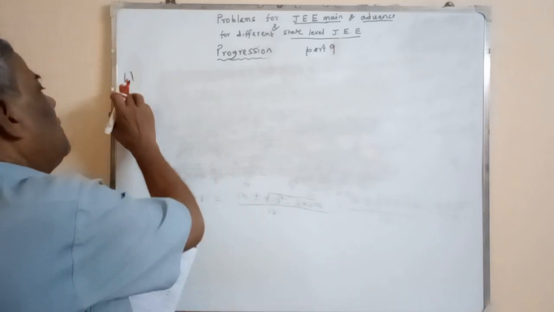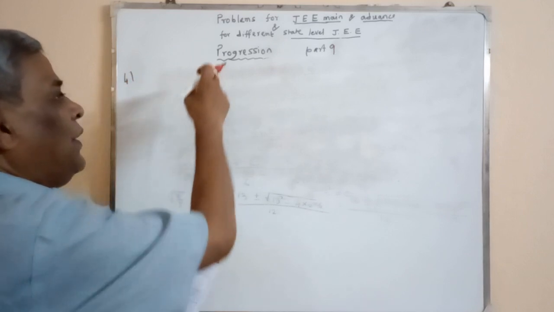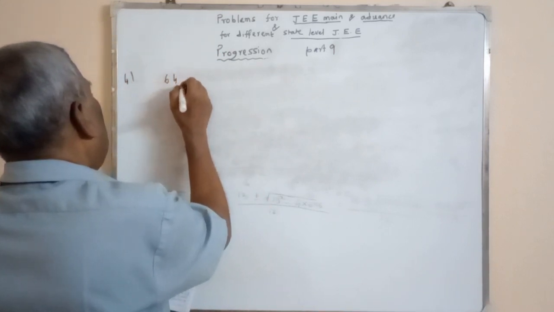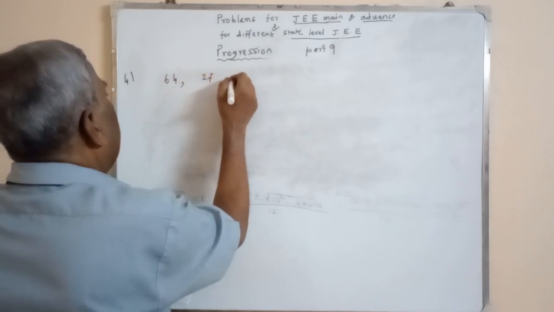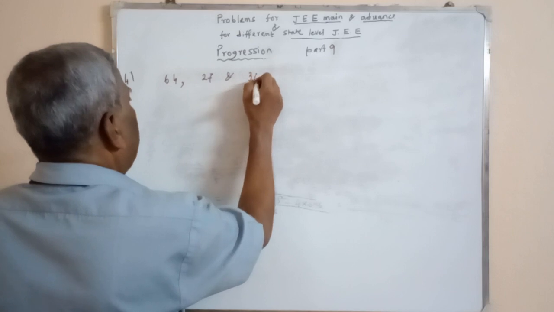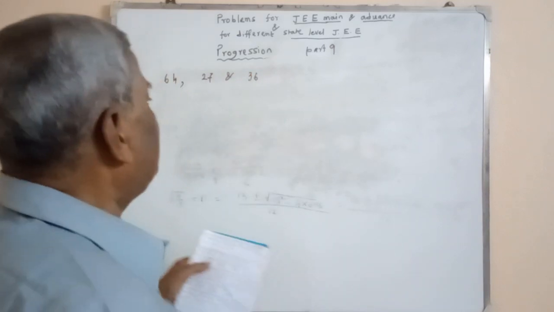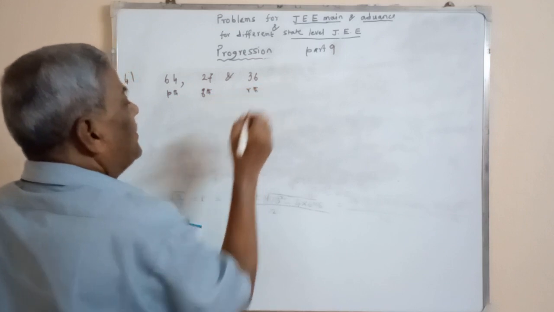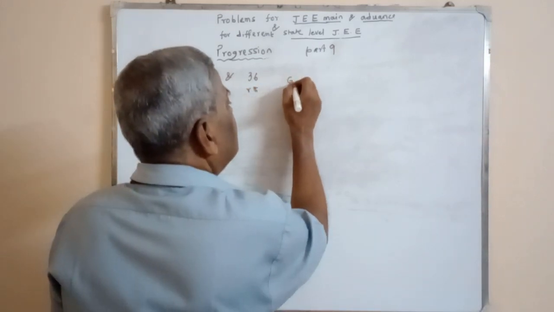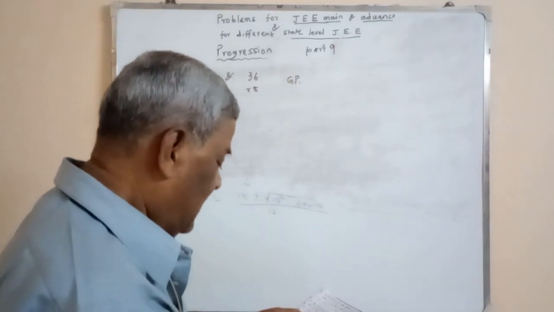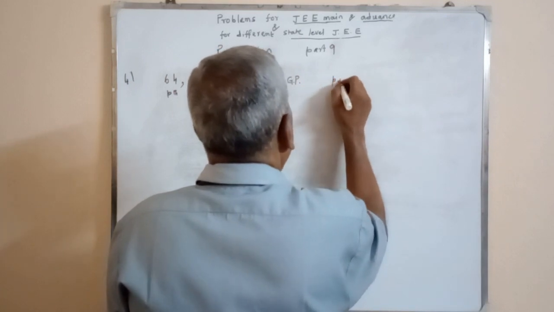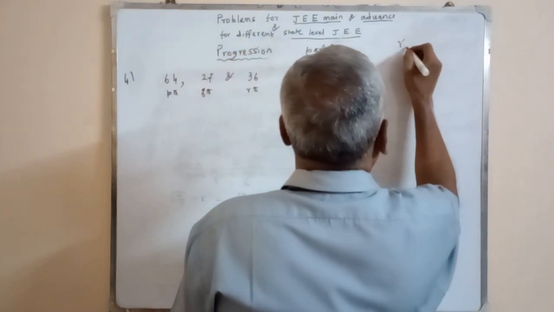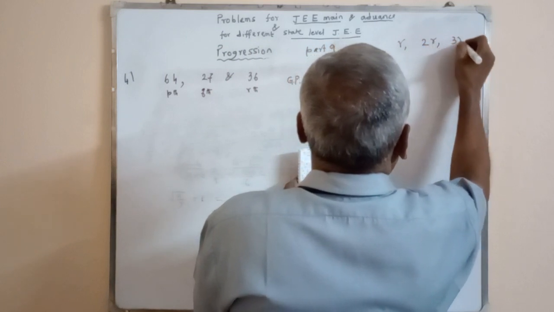First problem today is problem number 41 of this chapter, and it is: if 64, 27 and 36 are pth, qth and rth terms of a GP, then the value of p plus 2q is equal to. Options: r, 2r, 3r, 4r.